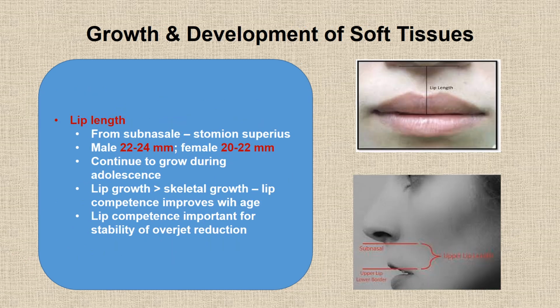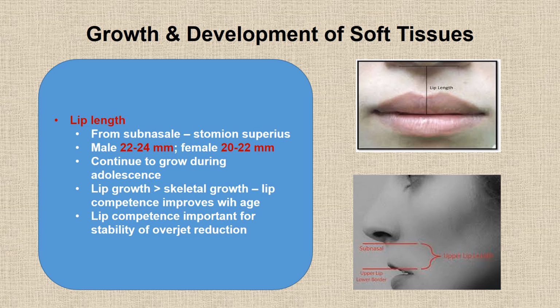Now, let's have a brief look at the growth and development of the soft tissues, as these have an intimate relationship to the growth of the bony skeleton. First, lip length. Lip length is defined as the distance from the subnasale to the stomion superius. In males, it is about 22 to 24 millimeters. In females, it is about 20 to 22 millimeters.